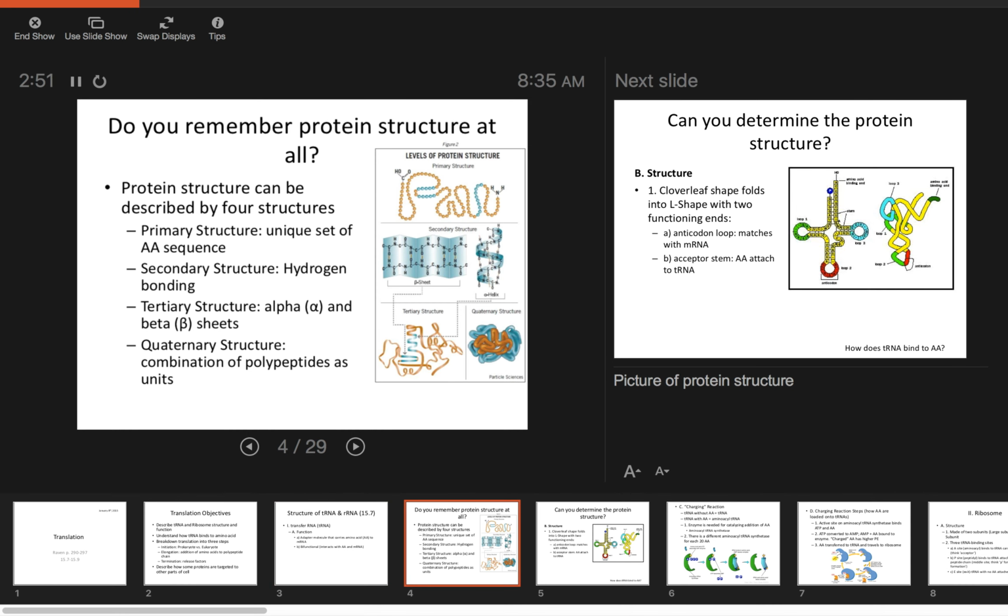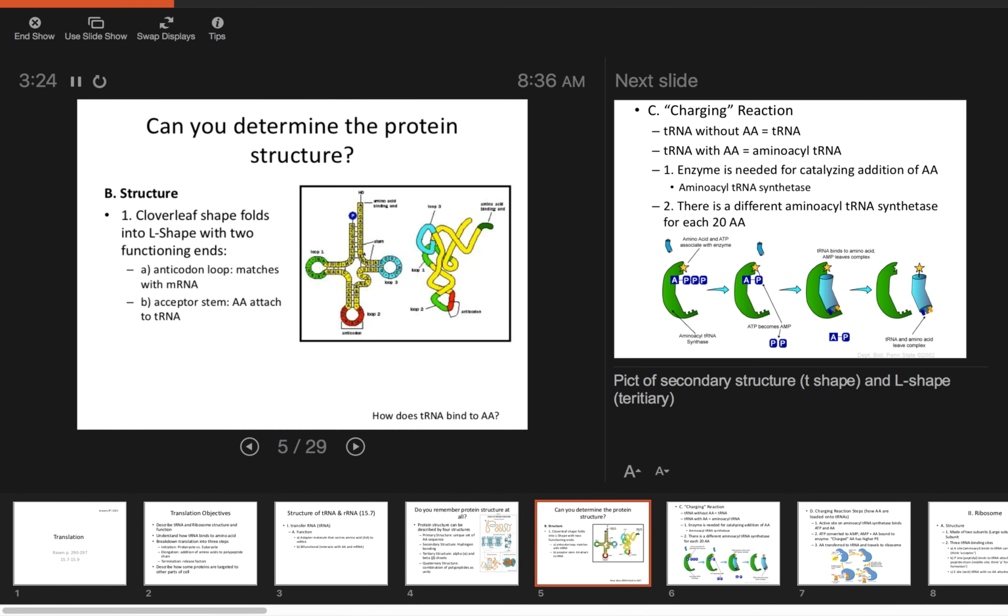Before we get too far, remember we talked about protein structures back in Chapter 2, where primary structure is a unique set of amino acid sequences. Secondary structure is all about hydrogen bonds and how they form beta sheets and alpha helices. Tertiary structure is like a combination of beta sheets and alpha helices, like helix-turn-helix or beta barrel sheets. And then we have our quaternary structure, which is a combination of many polypeptides linked together to form a very complex protein. So if I show you this structure right here of a tRNA, how many different levels of protein structure can you see just from this diagram right here?